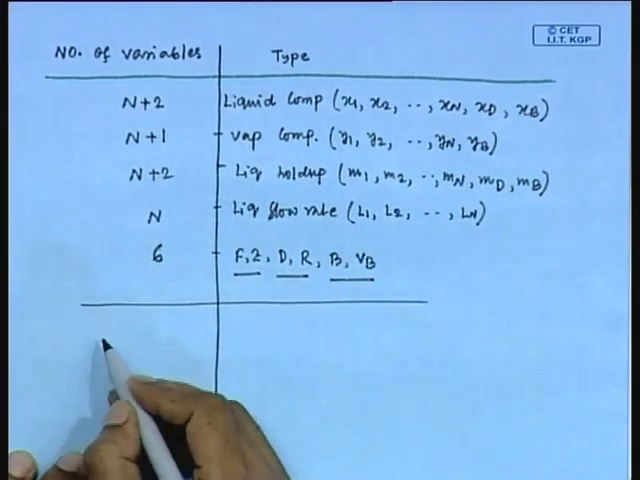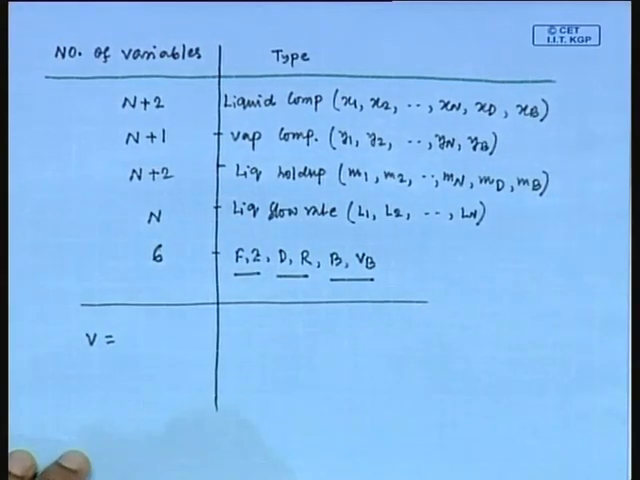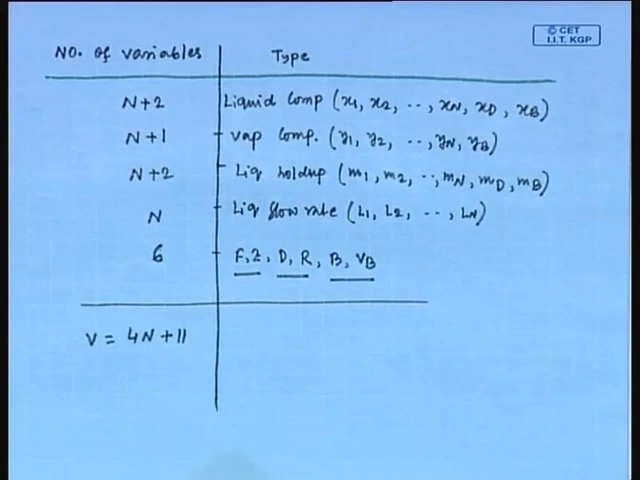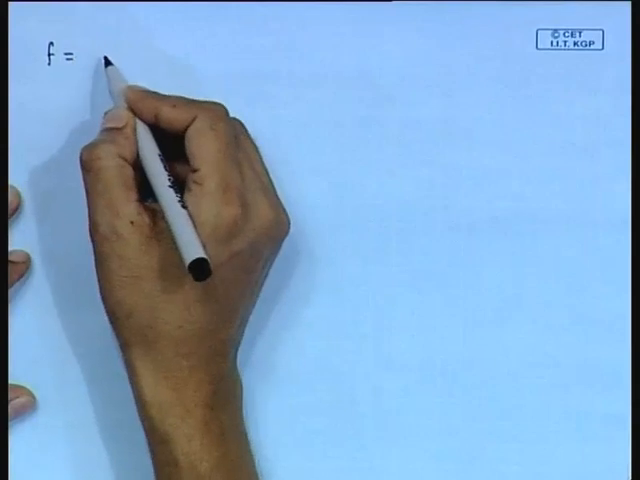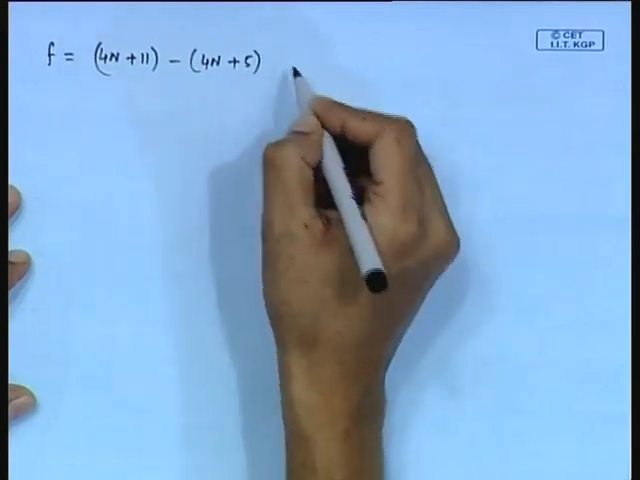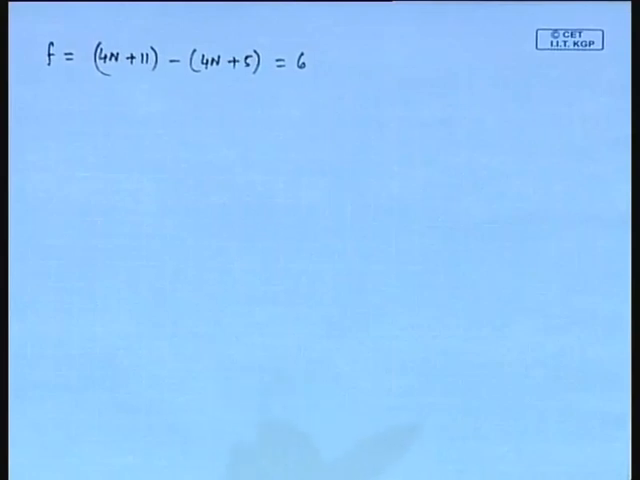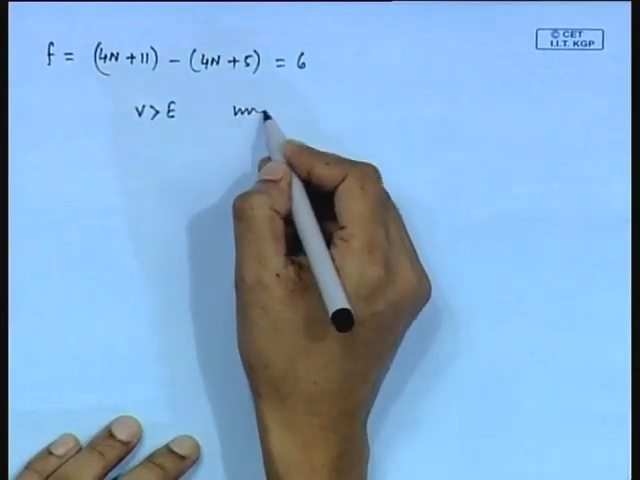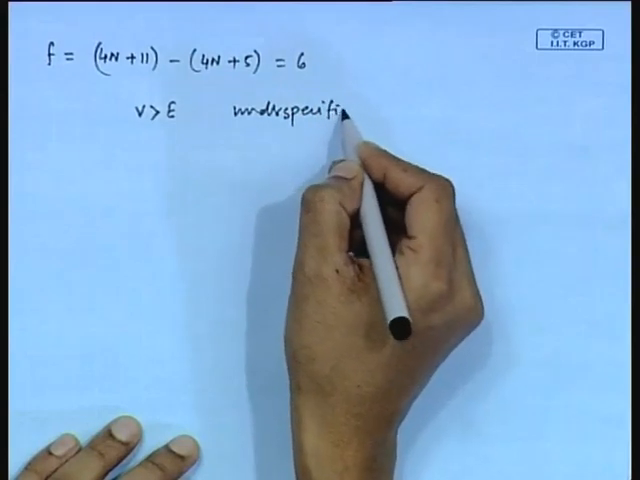So, V equals how much? 4N plus 11. We got E equal to 4N plus 5 and we have just calculated V equal to 4N plus 11. So, degrees of freedom F equals 4N plus 11 minus 4N plus 5, that is 6. Fine. That means this is an under specified process, since V is greater than E.